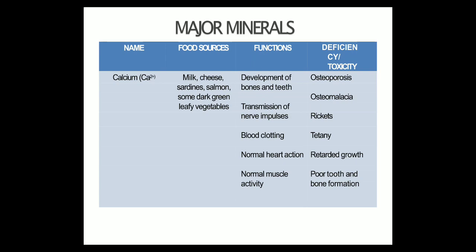Let's see the deficiency or toxicity of calcium. Okay. First clinical manifestation is osteoporosis. Okay. Now let's see what is meant by osteoporosis. Osteoporosis is a situation in which bone weakening increases the risk of broken bones or weak bones. Okay. Osteomalacia. Thirdly, rickets, tetany, retarded growth, and lastly, poor tooth and bone formation.